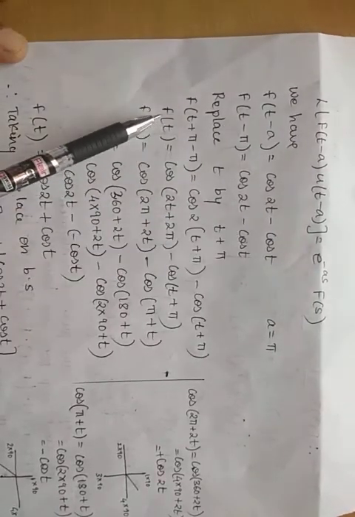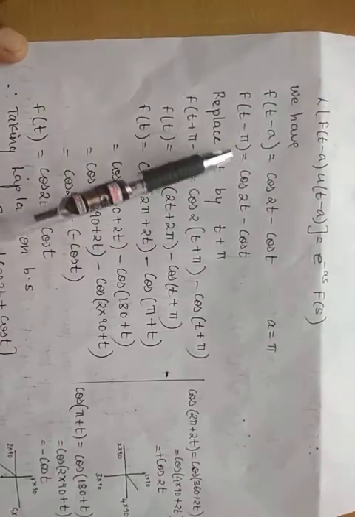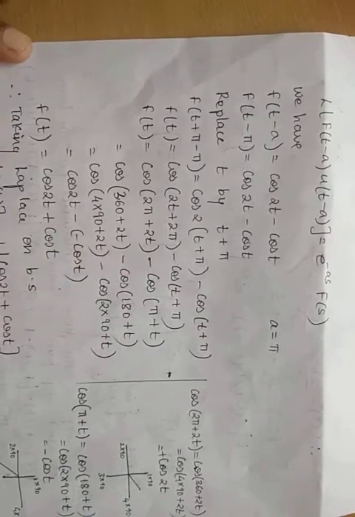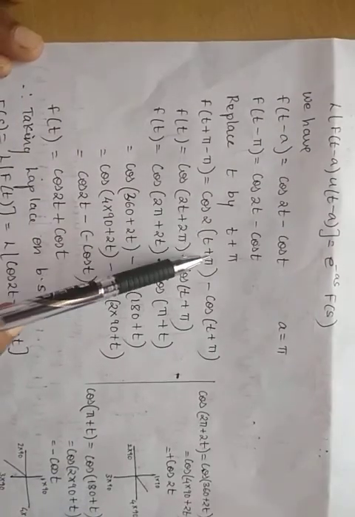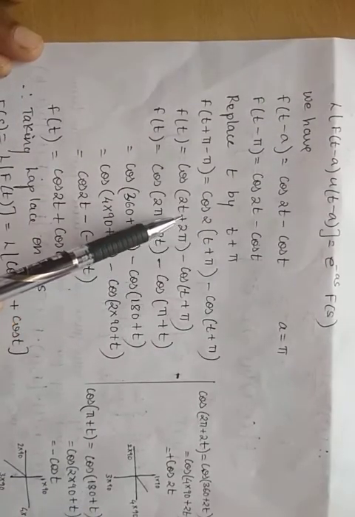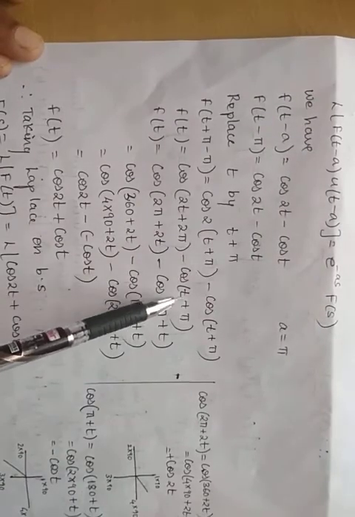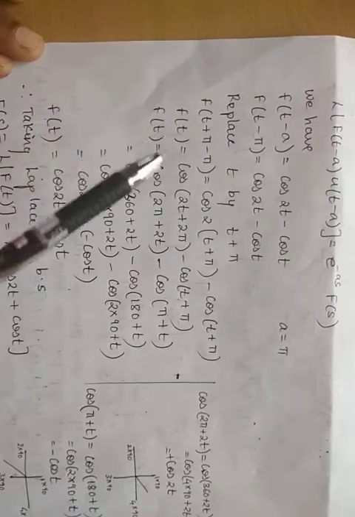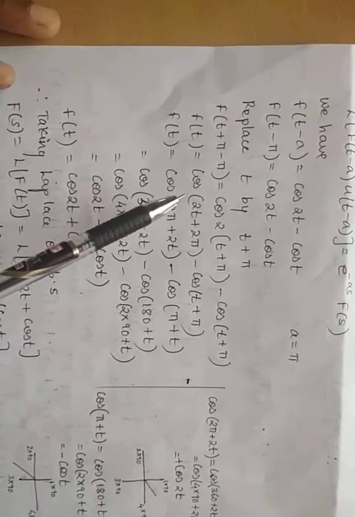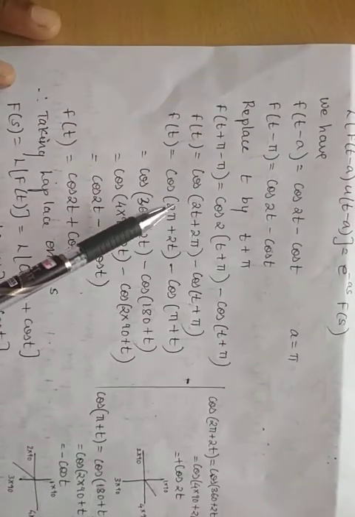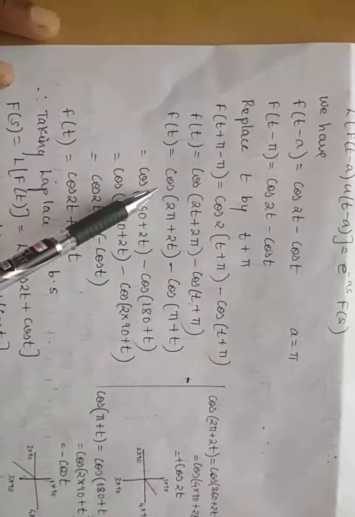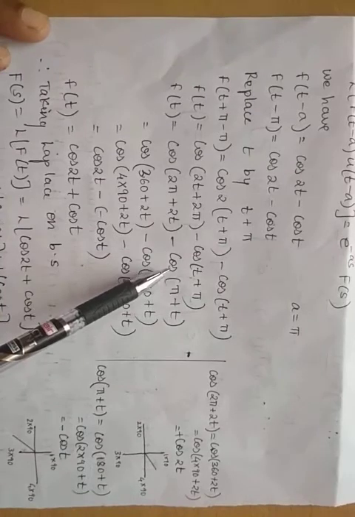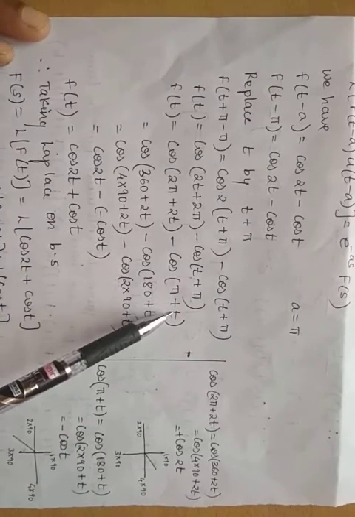I want f(t), so replace t by t plus pi. So wherever t is there, it becomes t plus pi. This 2 gets multiplied inside the bracket, so cos(2t plus 2 pi) minus cos(t plus pi). This pi and this pi will get cancelled, so f(t). Hence, instead of writing a plus b, I will write b plus a. So this becomes cos(2 pi plus 2t) minus cos(pi plus t).